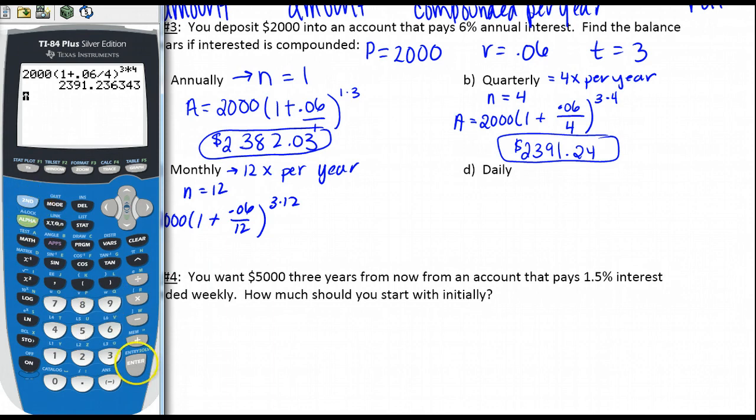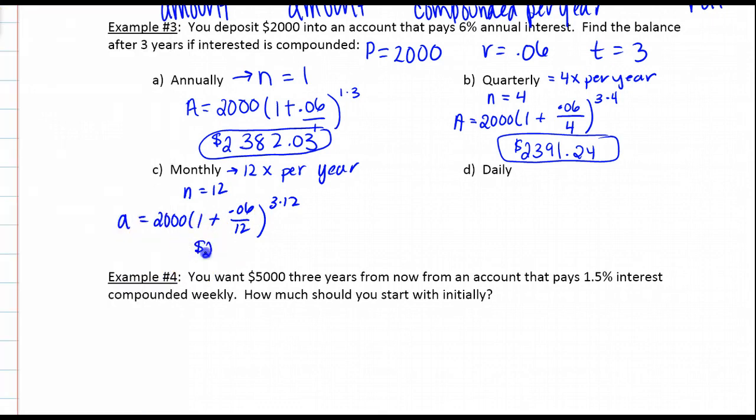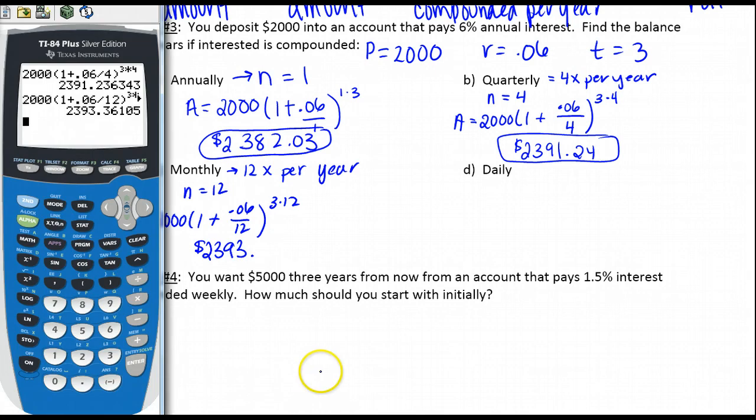So I am going to just do second enter, and I'm going to change every 4 that I have to 12. If you use the second insert button, you can enter in the 2, or you could retype the whole thing, whatever you want to do. And I'm going to press enter. And this time I get $2,393 and 36 cents.